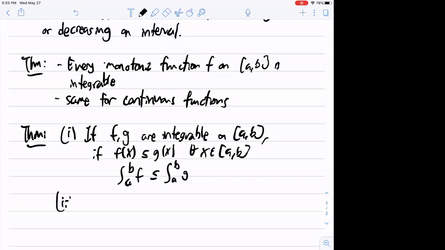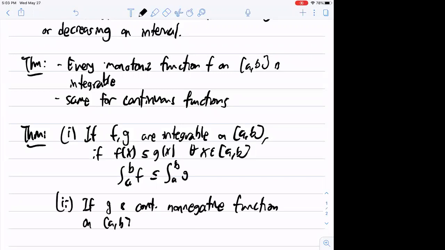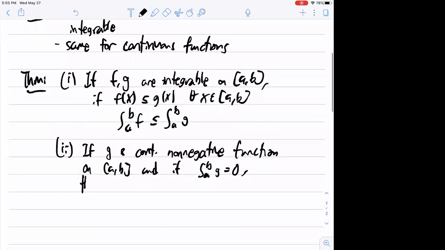And if g is a continuous, non-negative function on [a,b], and if the integral from a to b of g is 0, then g is identically 0. So note continuity is important here, right?